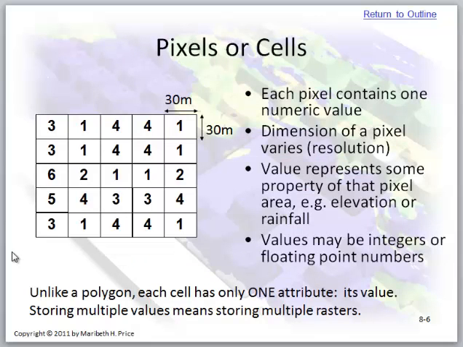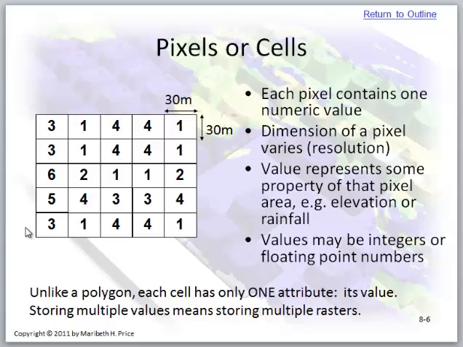Here we have some more pixels, and in this case we're told that the resolution is 30 meters by 30 meters. Each pixel contains just one numeric value. The dimensions of the pixel vary by the grid that you're using. In this case, the resolution is 30 by 30. The value represents some property of that pixel area, such as elevation or rainfall. Perhaps this could be rainfall. This area gets 1 inch. This area gets 4, which is highly unlikely. It's more so that these are codes for land use, perhaps.